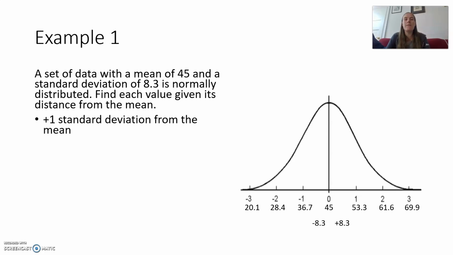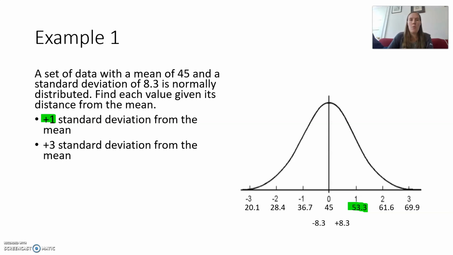So what if we wanted to find plus 1 standard deviations from the mean? What do you think it is? It's 53.3 because you go plus 1 from the mean. What about plus 3 standard deviations from the mean? 69.9. You start at the mean, you go 3 to the right because it is plus 3.